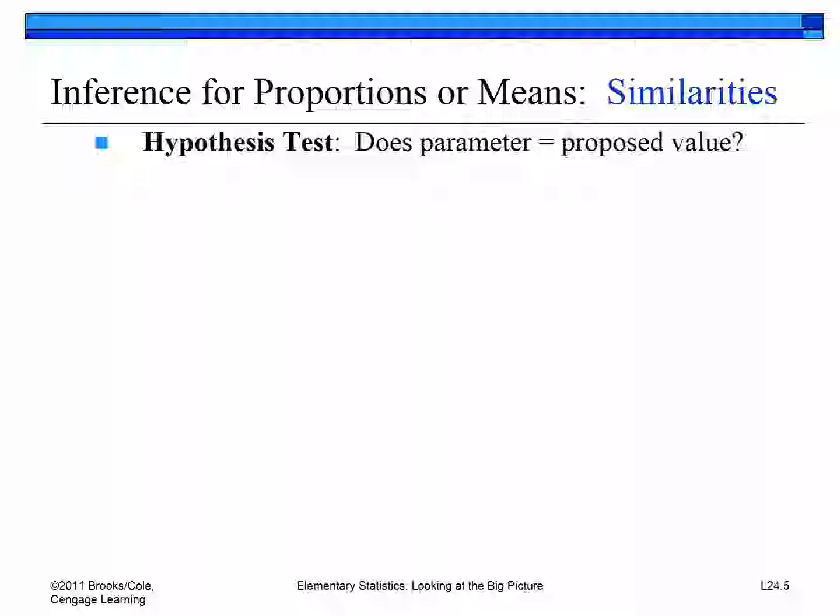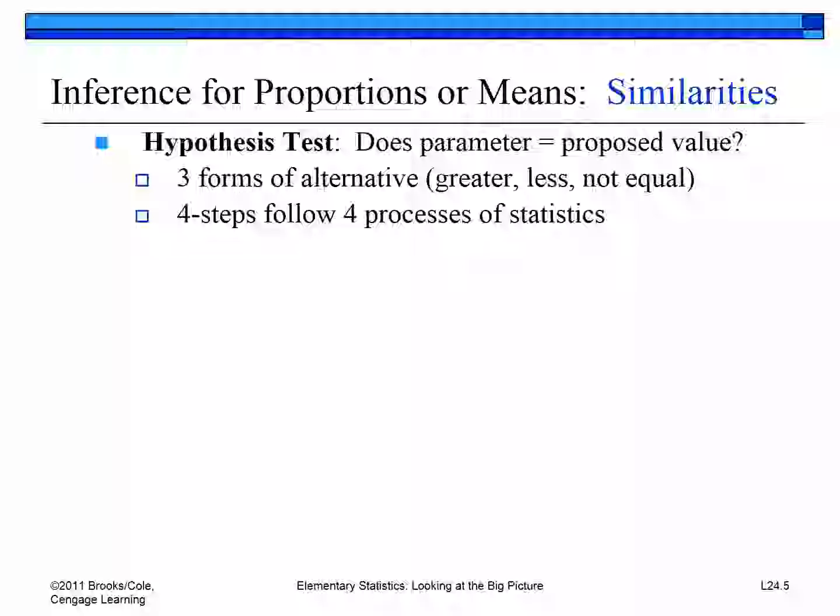For the hypothesis test, our question is: is the parameter, which we don't know, equal to some proposed value? There are 3 ways that we can formulate the alternative, as before, using a greater than, a less than, or not equal to. There are 4 steps that we will follow that follow the 4 processes of statistics. First is data production. We want to make sure the sample is unbiased. We want to make sure the sample is large enough and the population is large enough.